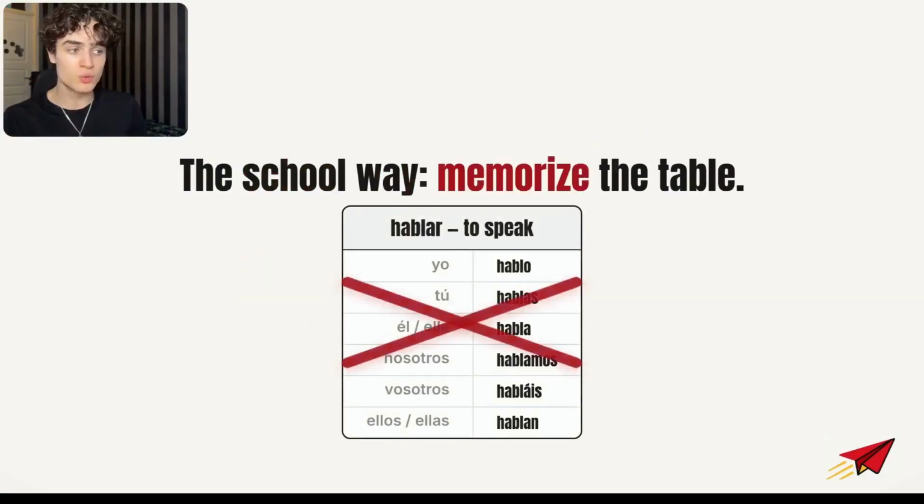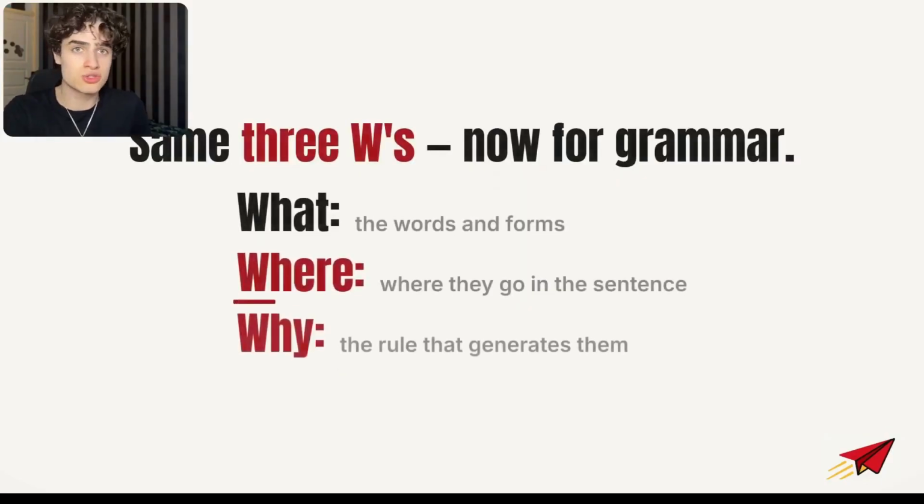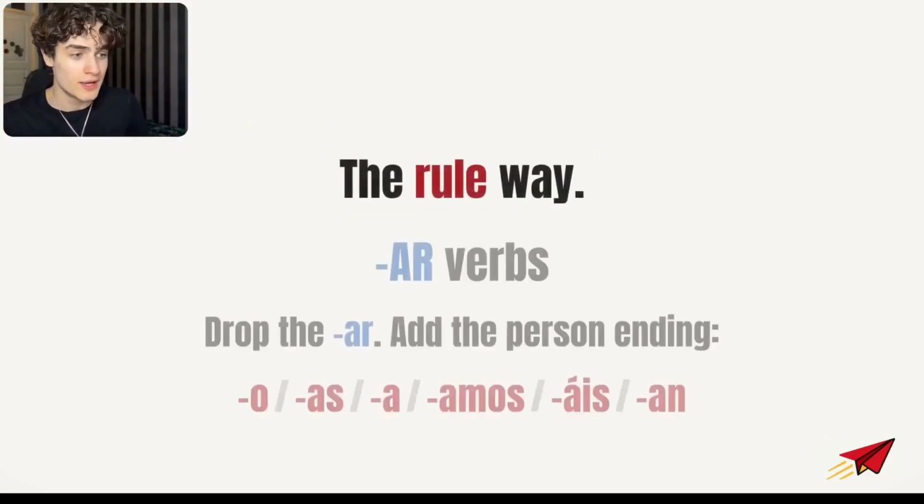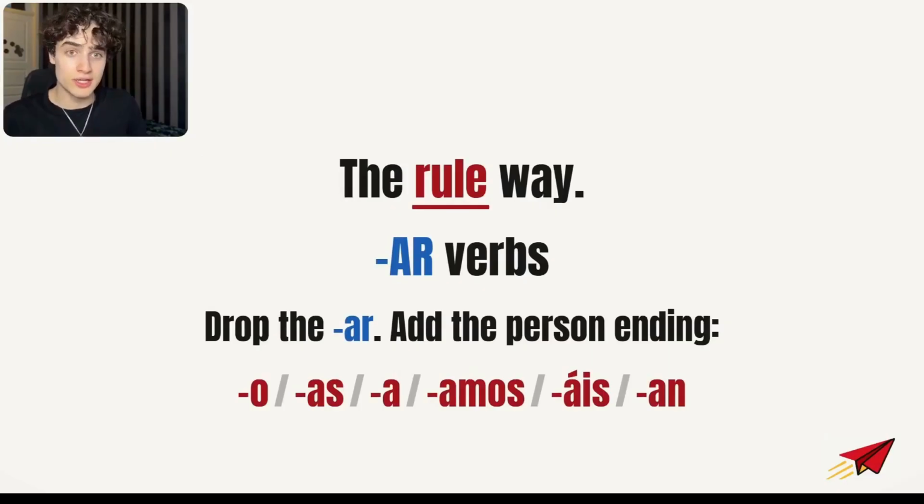And so in school, we memorize a table, and you just memorize these words, okay? But the 3W way, the rule way, is that instead of learning each individual one, you learn the rule behind each one. Because that doesn't just give you each one. It gives you every other example of it. For example, for adverbs, you drop the ar and then add the person ending, whatever it might be, right?